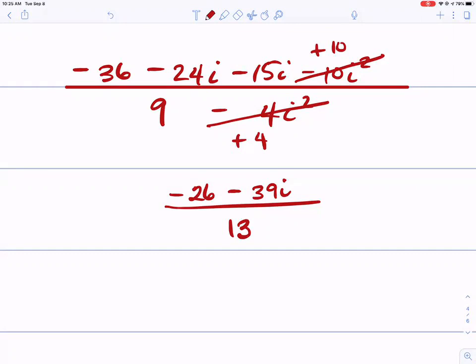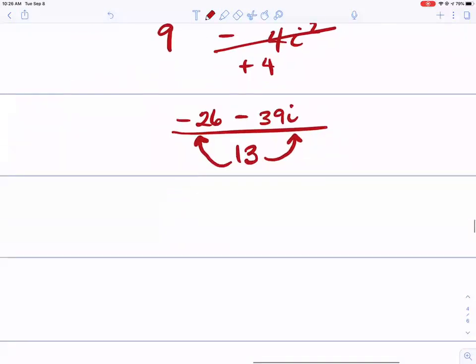So what I like to say is you're going to share the love. That's a common denominator. Let's share that denominator with my two upper numerators. And you can do this in adding and subtracting. This does not work for multiplying and dividing, only for adding and subtracting. So you're going to make two separate fractions. This part can be done mentally, but I'll write it down. Negative 26 over 13 minus 39i over 13.